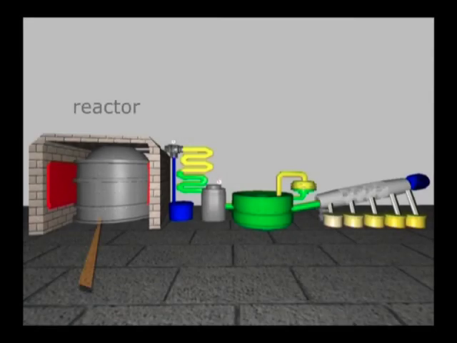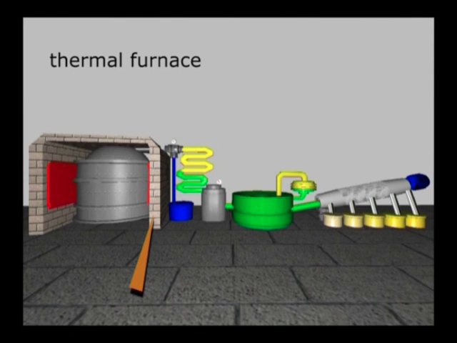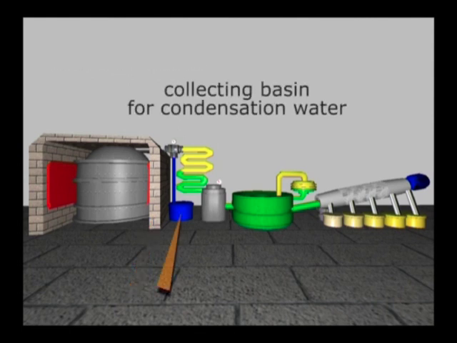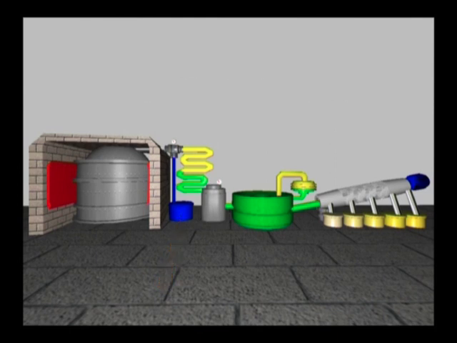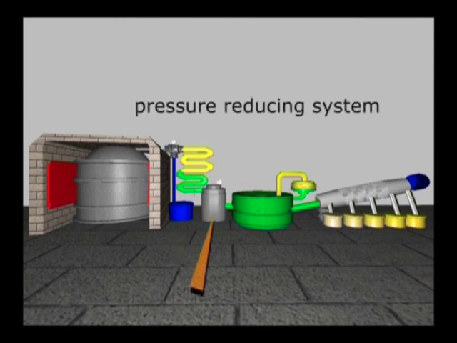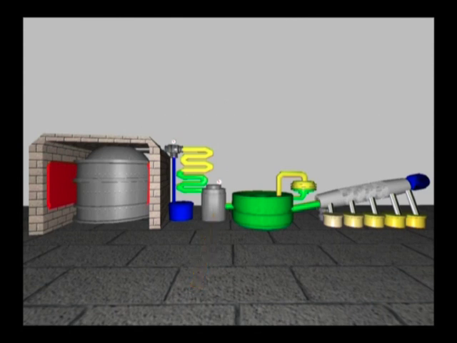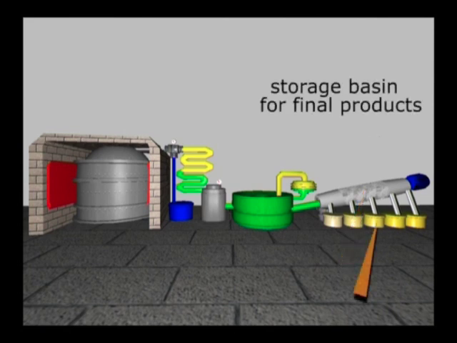The installation consists of the following basic modules: reactor, thermal furnace, collecting basin for condensation water, cooling system, pressure reducing system, storage basin, filtering equipment, cracker, storage basin for final products.